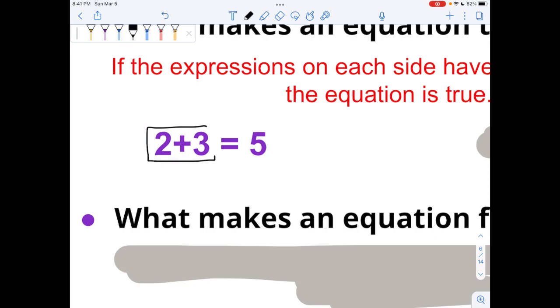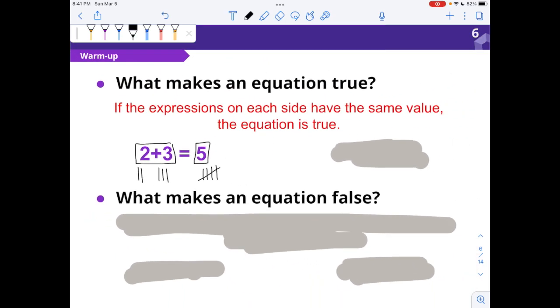On the left side, I have 2 and 3. If I add 1, 2 tallies with 1, 2, 3 tallies, I would have the same as 1, 2, 3, 4, 5 tallies. That's one way that we've seen equations.